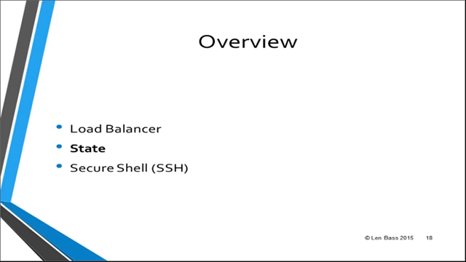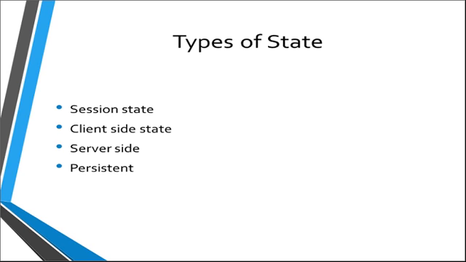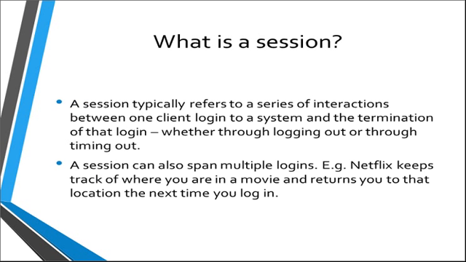So now let's talk about state. We're going to talk about four kinds of state: session state, client-side state, server-side state, and persistent state. And so let's start by talking about a session. Historically, a session used to refer to a series of interactions between one client login and the termination of that login, whether you log out or you time out.